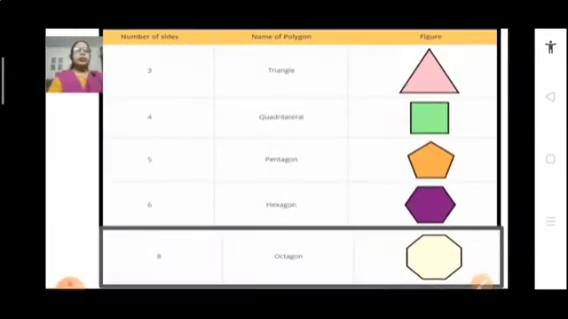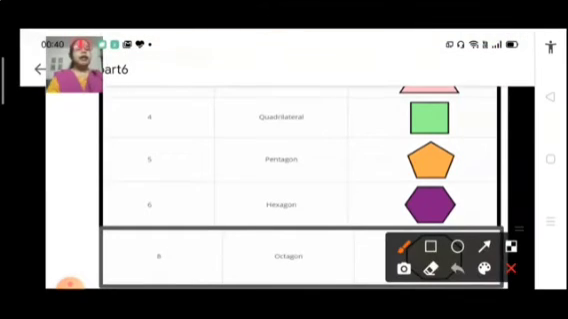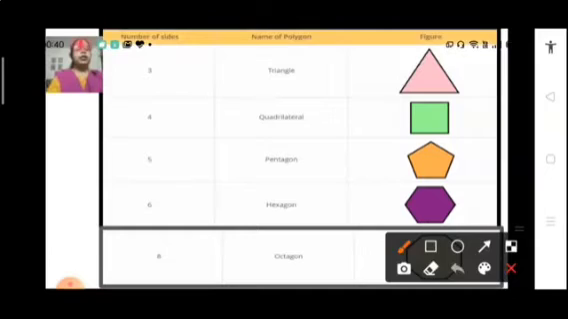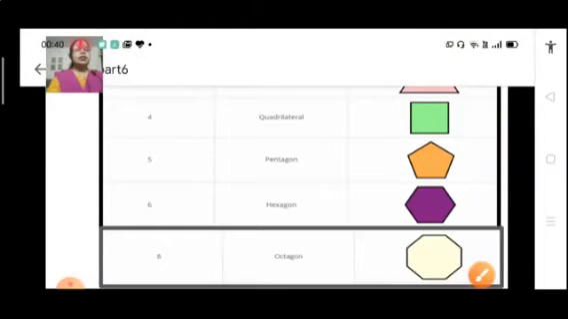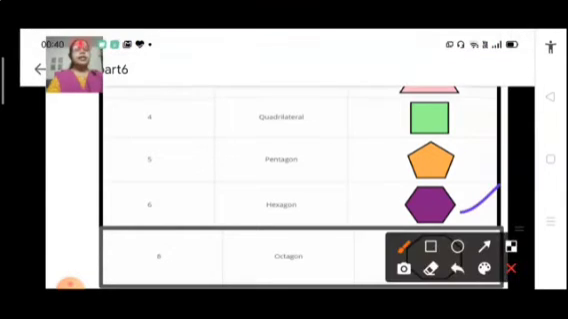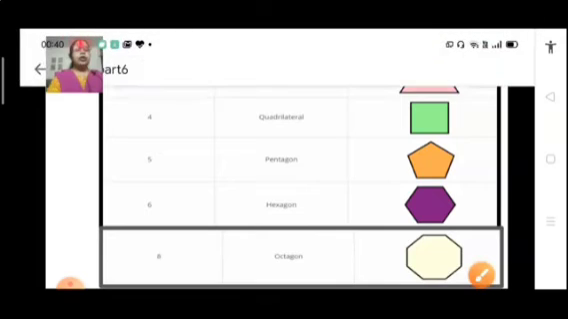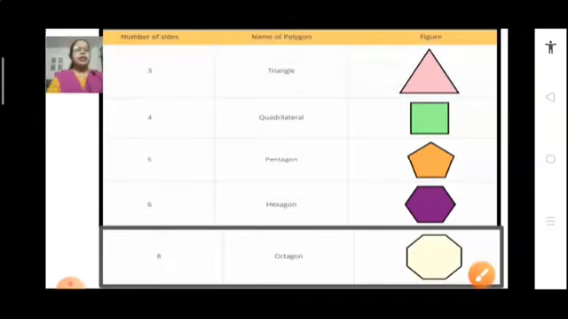Now, here we have different types of polygons. Here we have a triangle which is made up of 3 sides, 3 line segments. Then we have a quadrilateral which has 4 sides, a pentagon which has 5 sides, then hexagon. Hexagon has 6 sides, and octagon is made of 8 line segments. It has 8 sides.